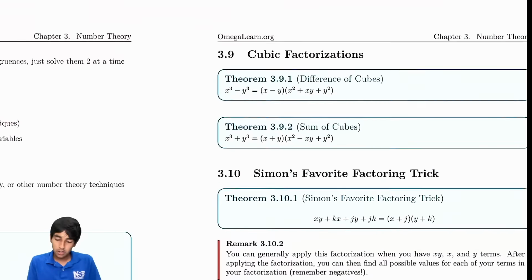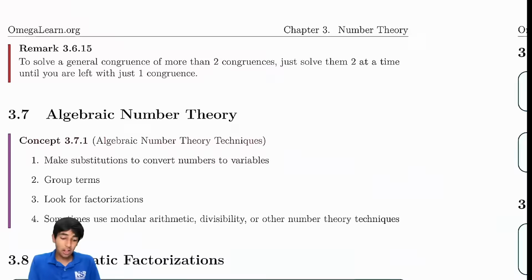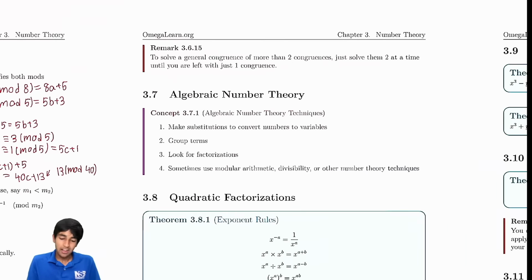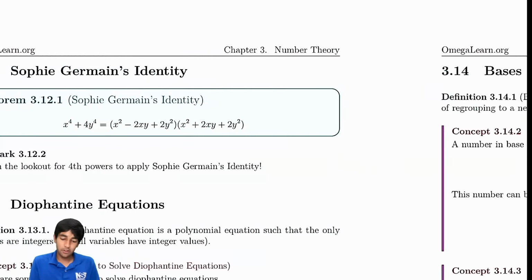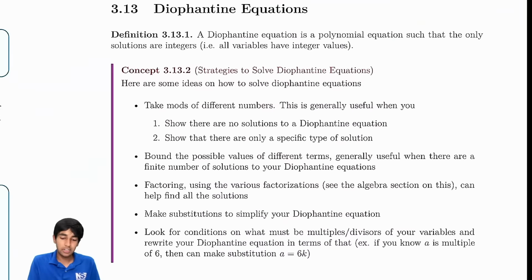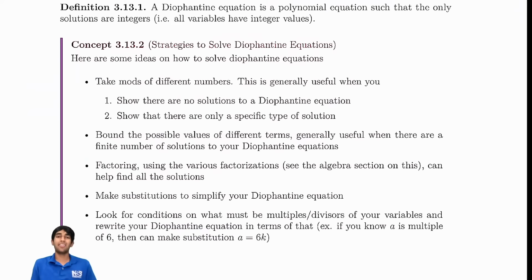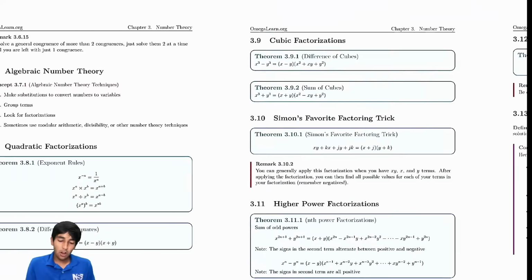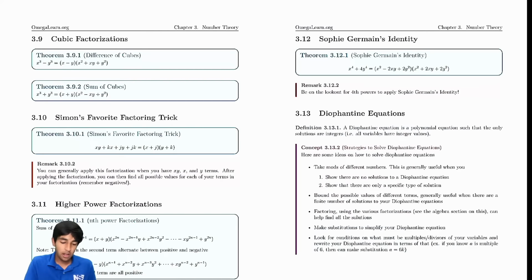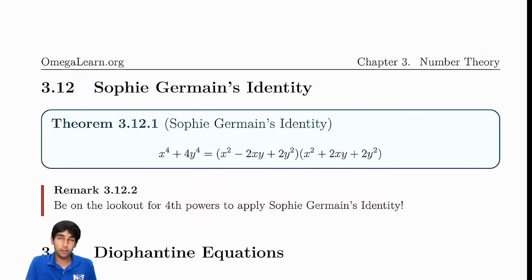So now we're going to move on to some algebraic number theory, which is, okay, this is really just Diophantine equations, so I think I'll just skip to this next section. It's really just this with a little bit of difference there. So, I mean, we already covered these factorizations in algebra, most of them, I think, besides Sophie Germain's. Okay, so let's just go over this one.